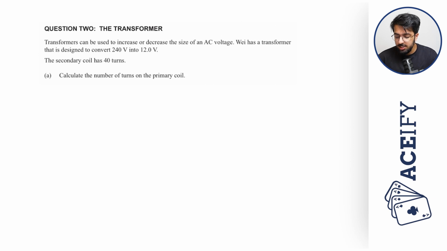Transformers can be used to increase or decrease the size of an AC voltage. Wei, is that his name? Wei has a transformer that is designed to convert 240 volts into 12 volts. The secondary coil has 40 turns. Calculate the number of turns in the primary coil.